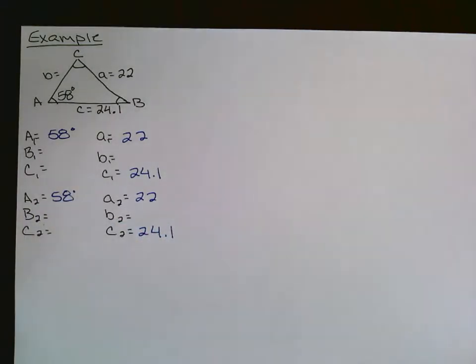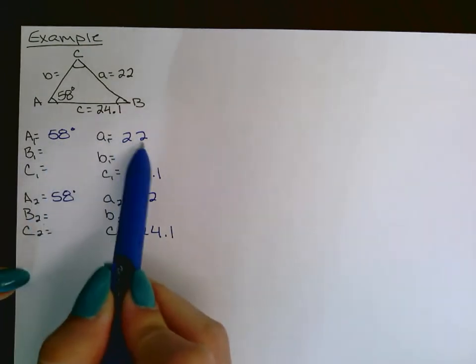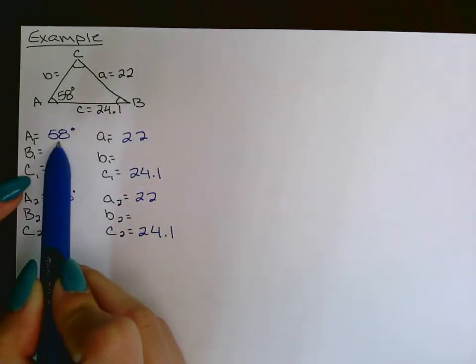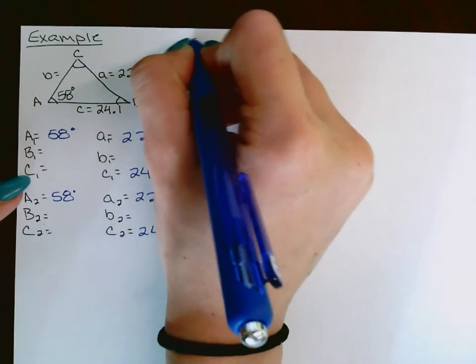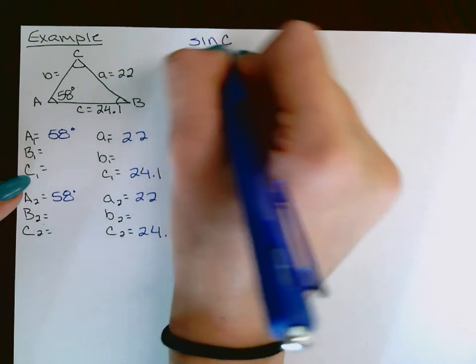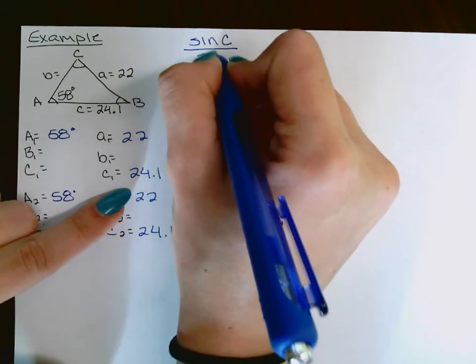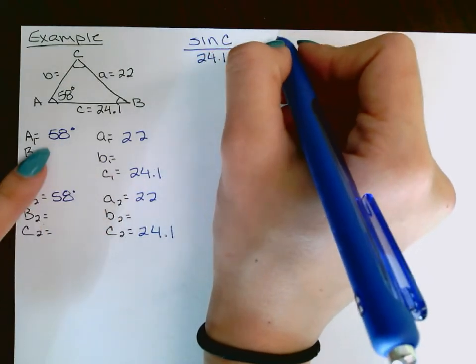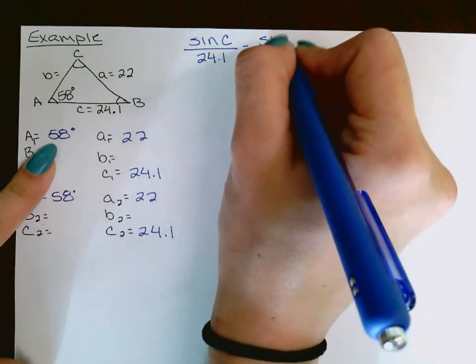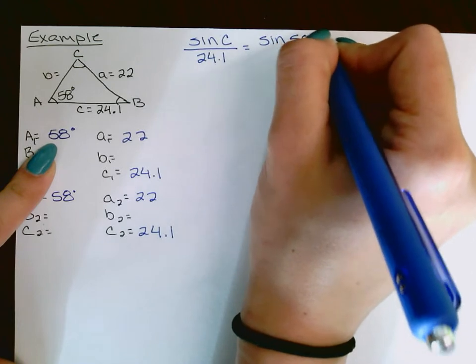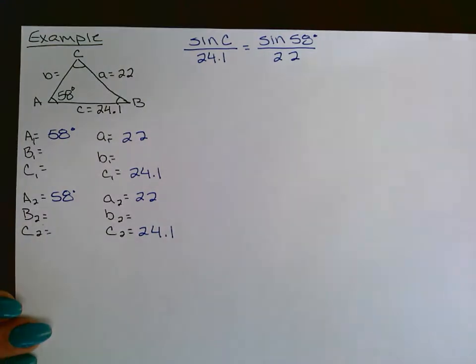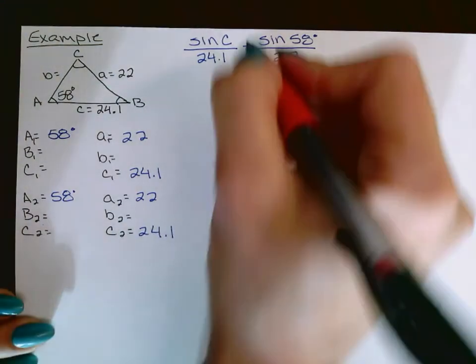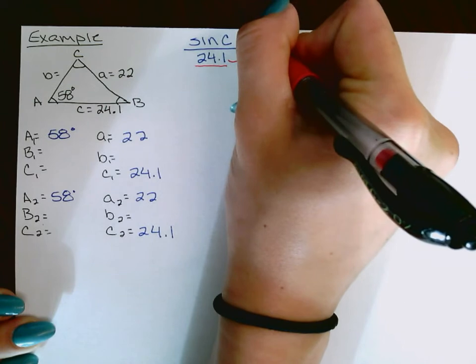Okay. This question, we're going to start off up here with trying to find angle C. So we're going to set up what we know. We're going to say sine of C over side C is equal to the ratio of A, so sine of 58 degrees over 22. I'm going to multiply that 24.1 over.